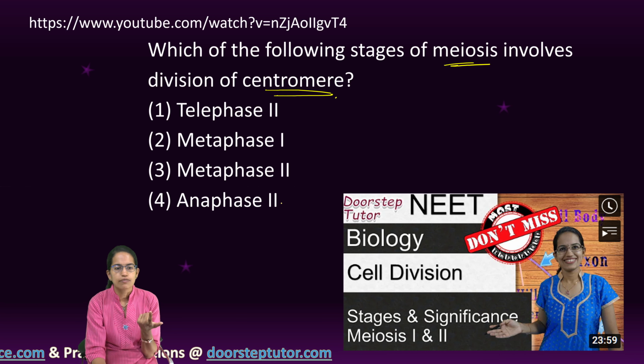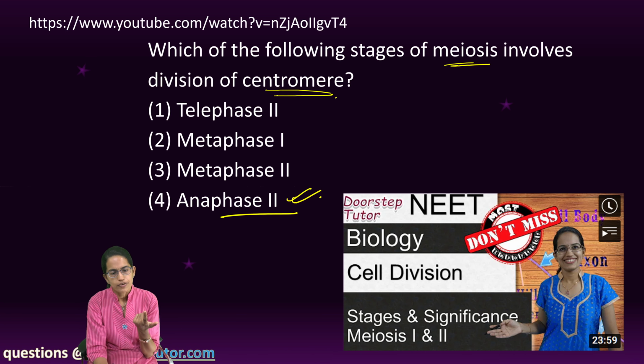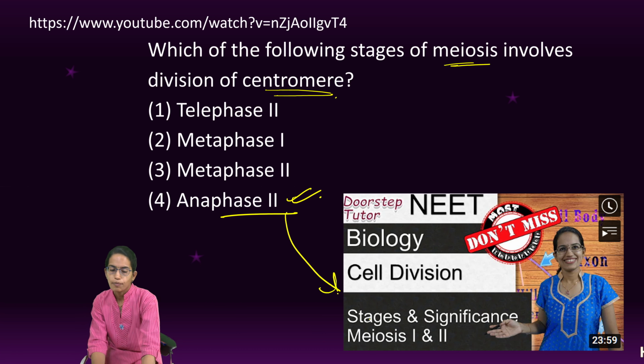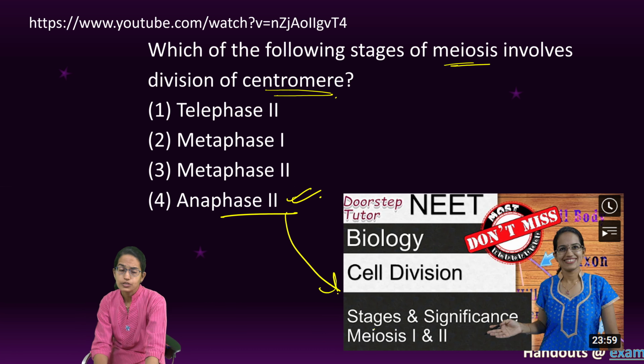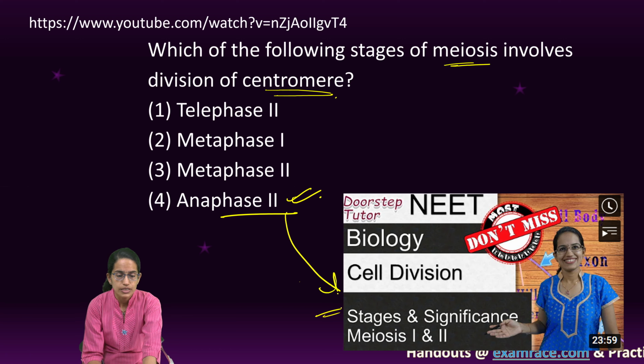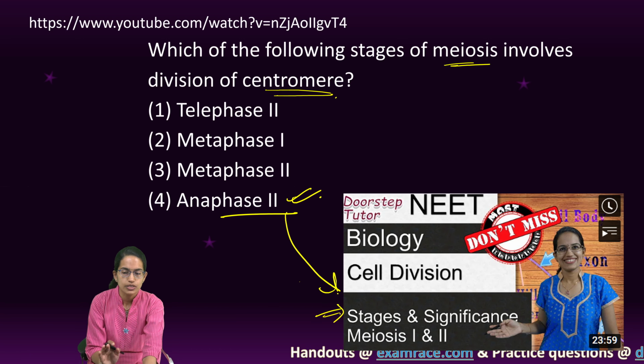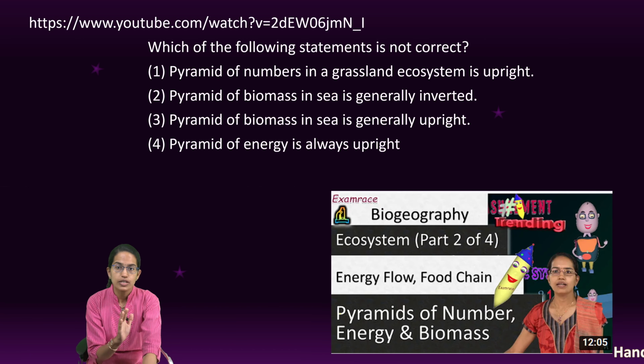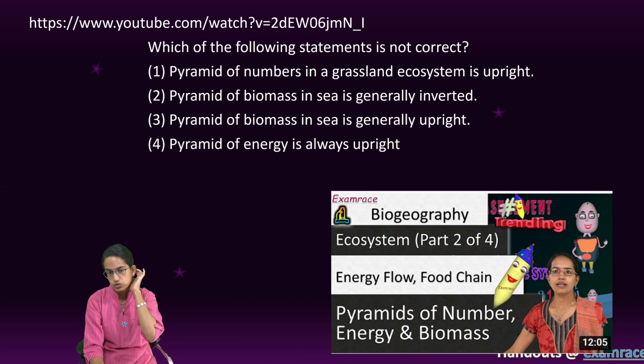So centromere divides at anaphase 2. A very direct question. We have covered this in our class on stages of meiosis 1 and 2. So in this class we have covered significantly only meiosis. In the other class we have covered the difference between mitosis and meiosis, so refer that.